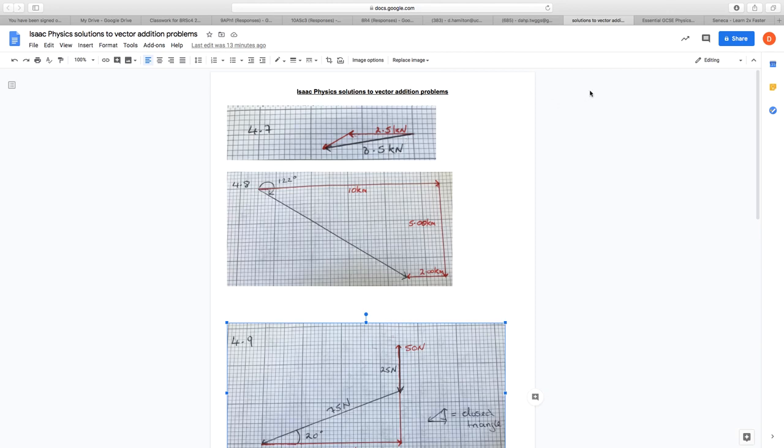So again, this is a question where I think seeing what the question is asking is the challenge, rather than actually drawing the diagram. I know it looks like my 1.2 kilonewtons starts here. It doesn't. It starts here. This was the arrowhead of the 2.5 here. So my 1.2 vector runs from this point to this point.